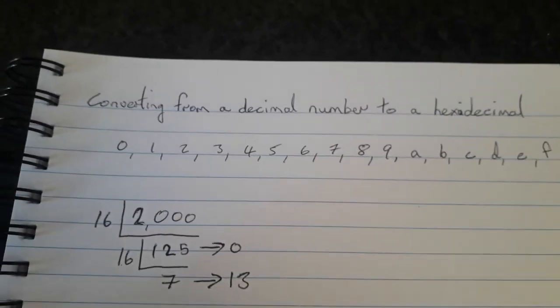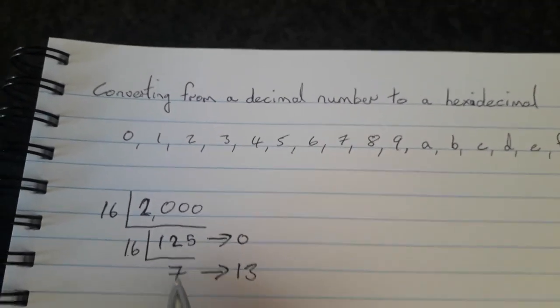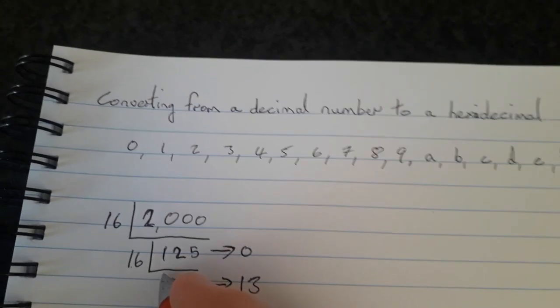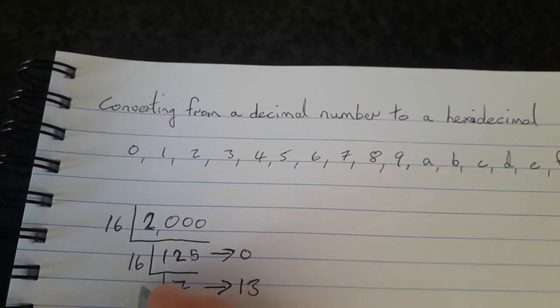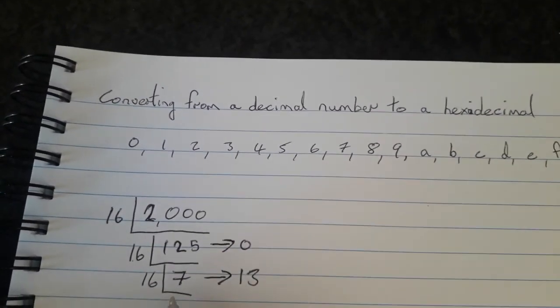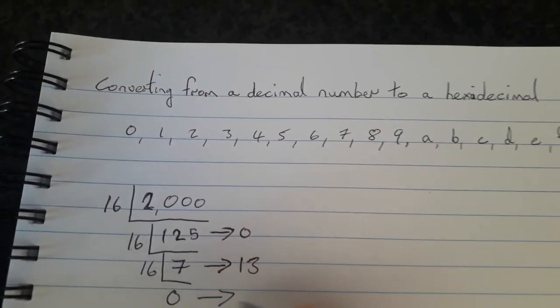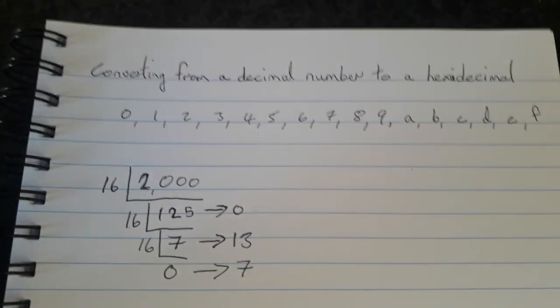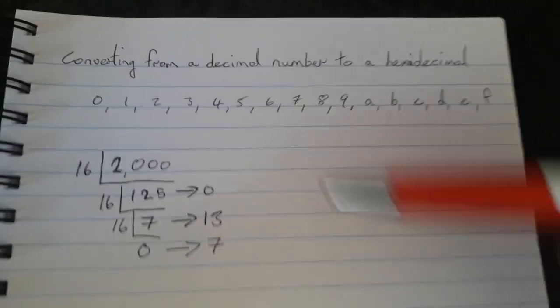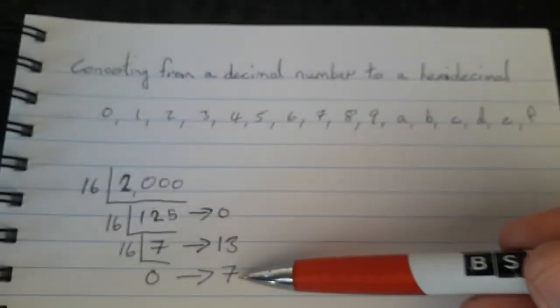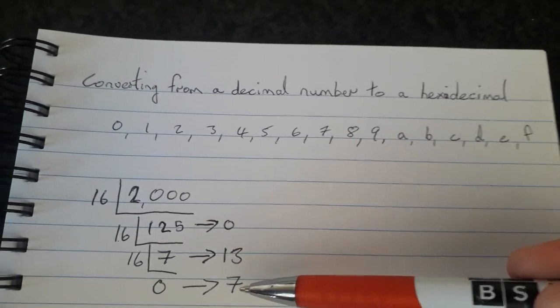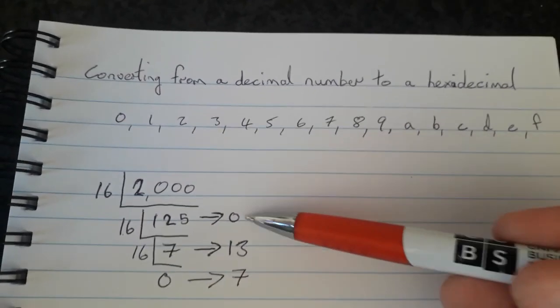Even though this is a number less than 16, we must go all the way down to 0. So we divide one last time by 16, and we know 16 will not go into 7, so 0 times with a remainder of 7. Like the binary, our number starts from the bottom and goes up. So our number is 7, 13, 0.